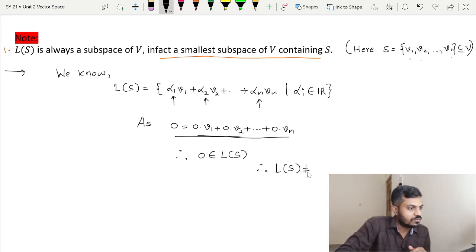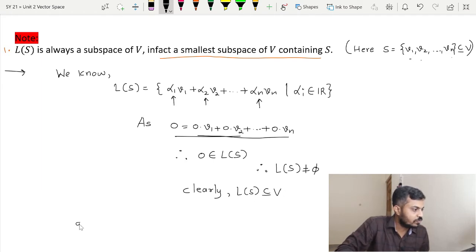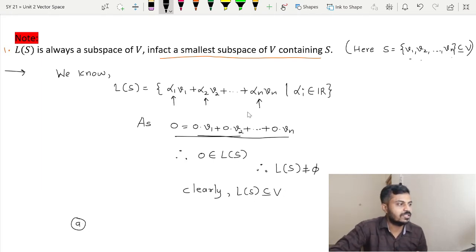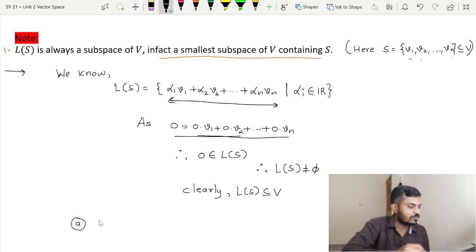Okay, so no issues for non-emptiness. I will say clearly L of S is a subset of V. Now moving towards the two conditions, I need two elements of L of S. I will call them x and y. But note, how do elements of L of S look like? Yeah, this is the form. So let me pick two elements.